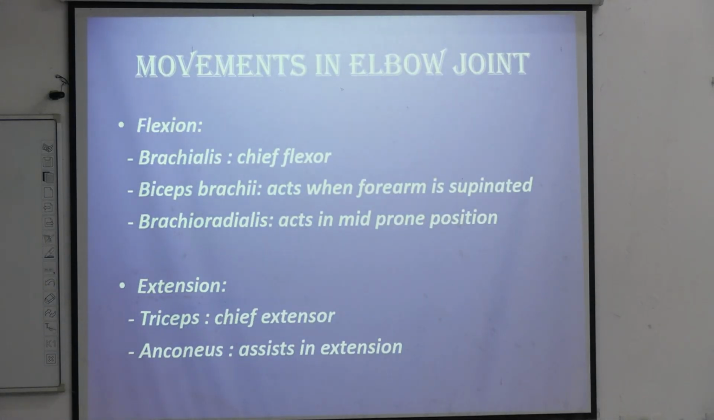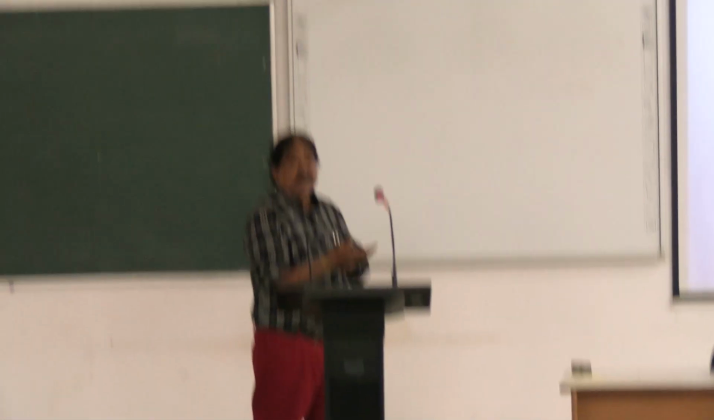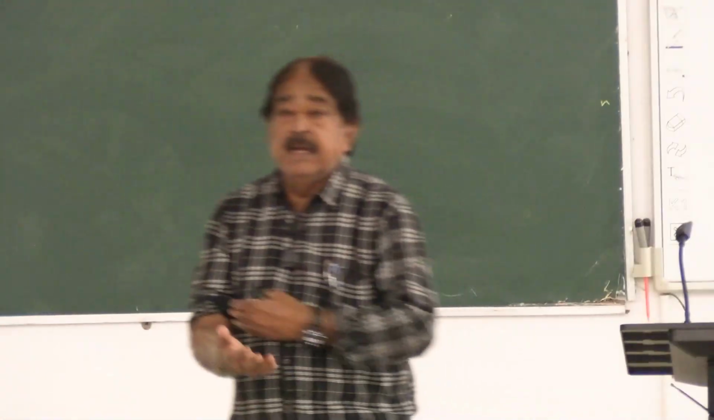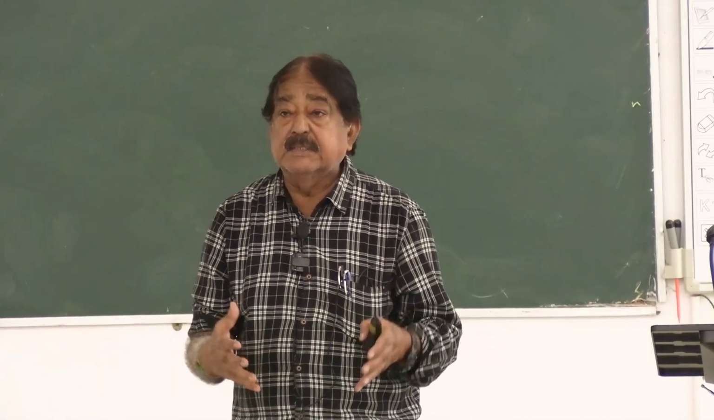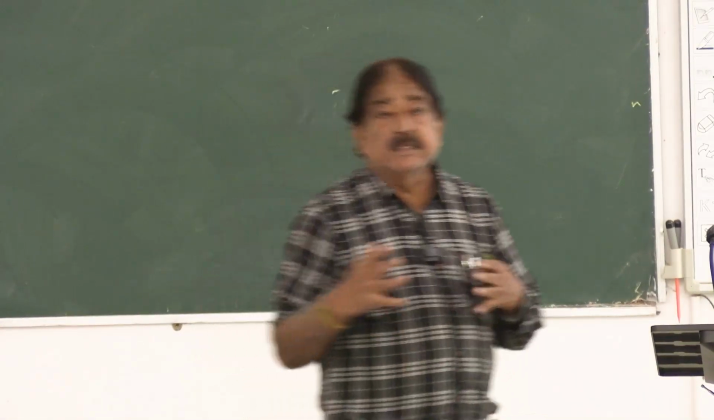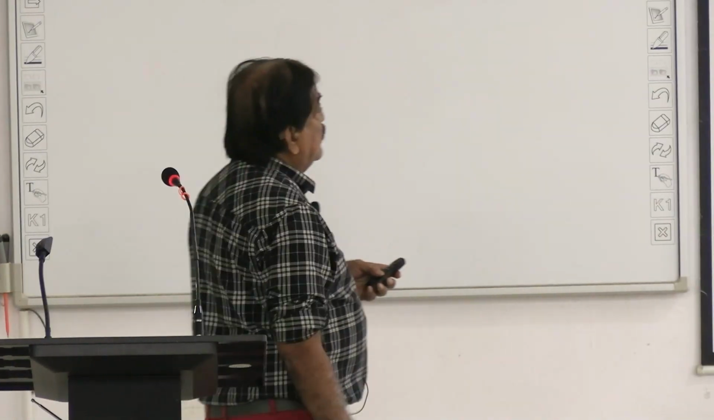Now, movements of the elbow joint. Flexion: brachialis is the chief flexor, and biceps brachii acts when the forearm is supinated. Brachioradialis acts in the mid-prone position. This is prone, this is mid-prone. You will study this with the ulna and radius and the extensors and flexors of the forearm.